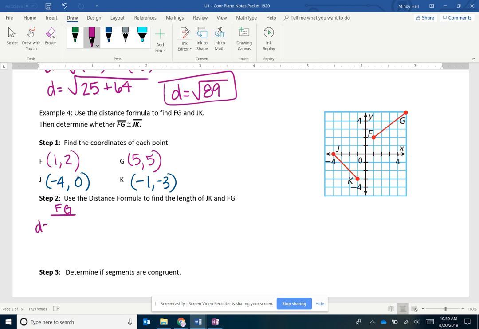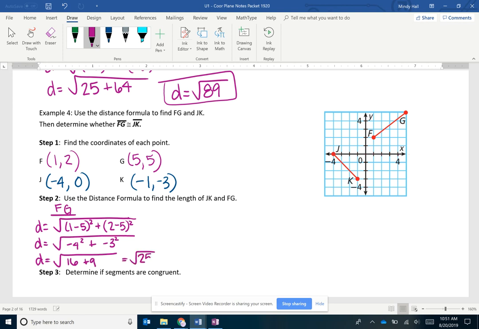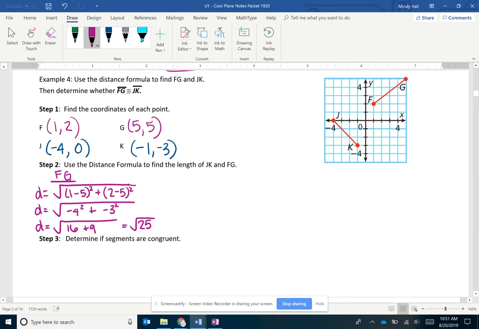FG is going to be the difference of our x's, so 1 minus 5 squared, plus the difference in our y's, 2 minus 5 squared. So then we get the square root. 1 minus 5 is -4 squared, and then 2 minus 5 is -3 squared. So then we get that 4 squared is 16 plus 9. That gives us the square root of 25. Square root of 25 is 5, so we know that FG is 5.